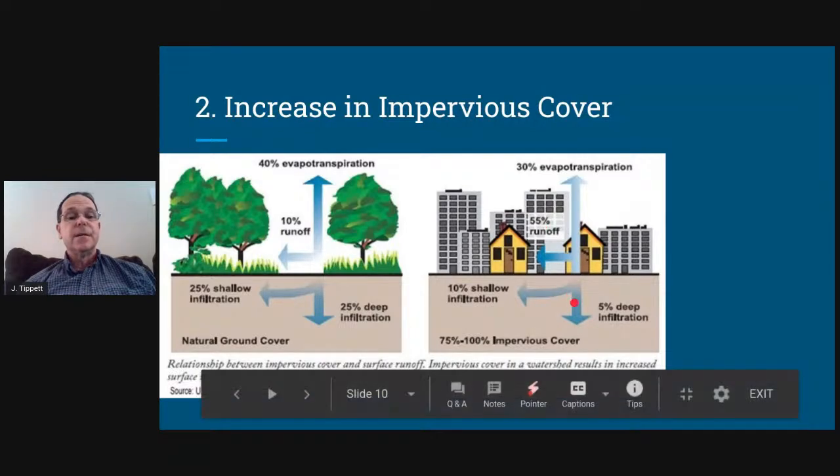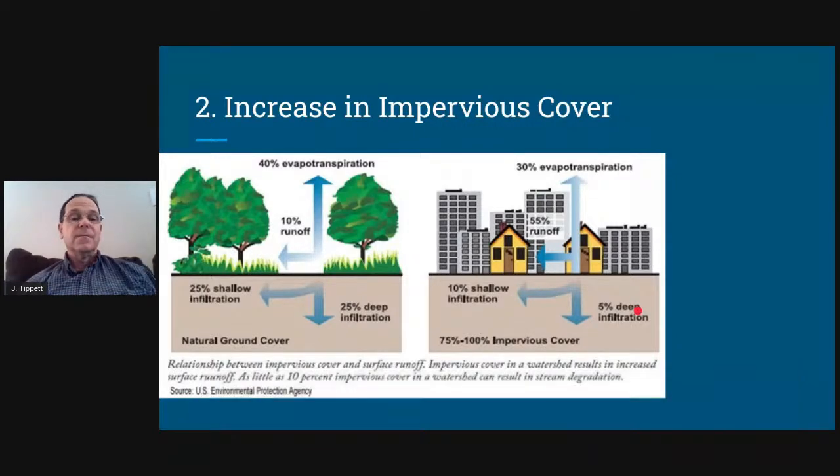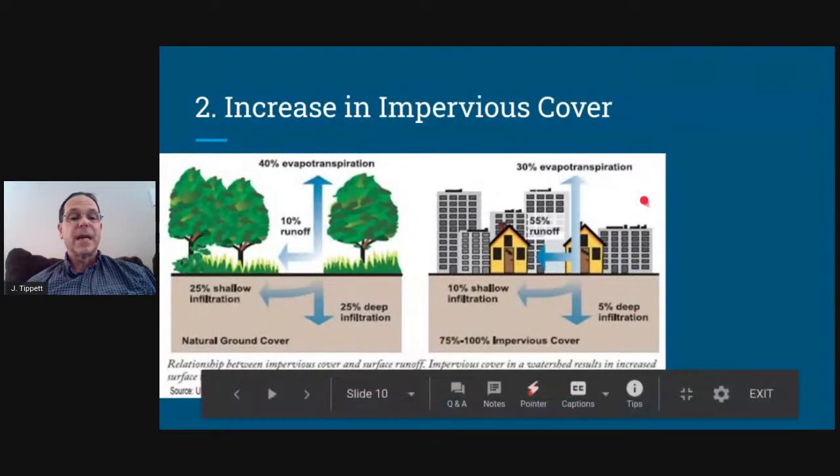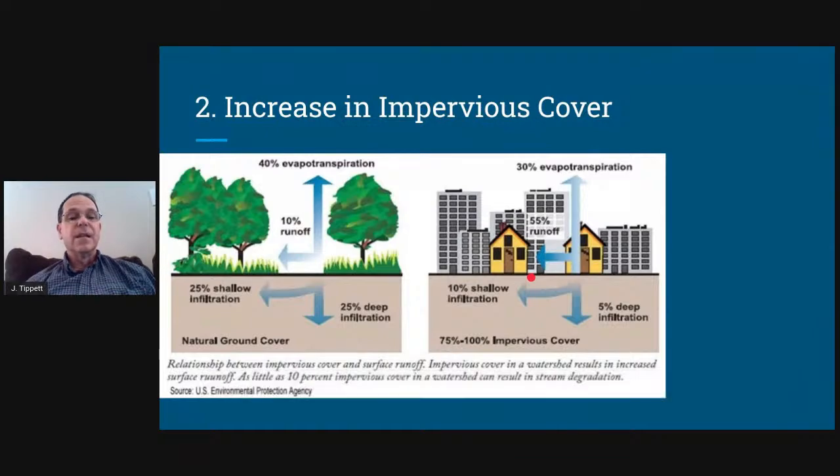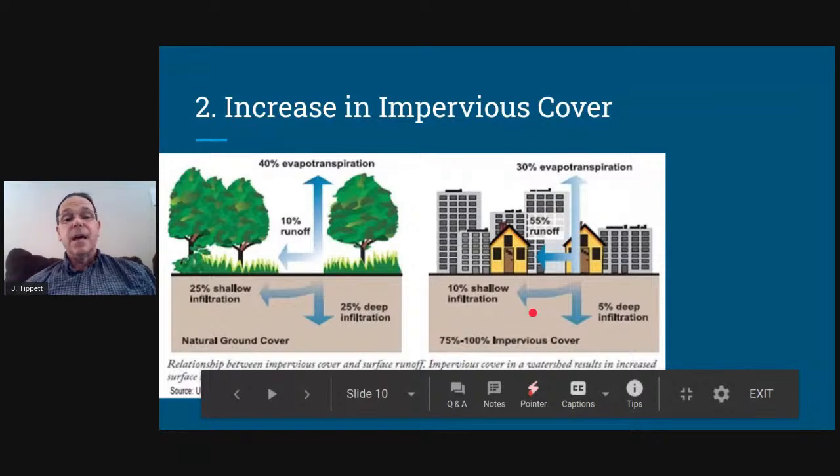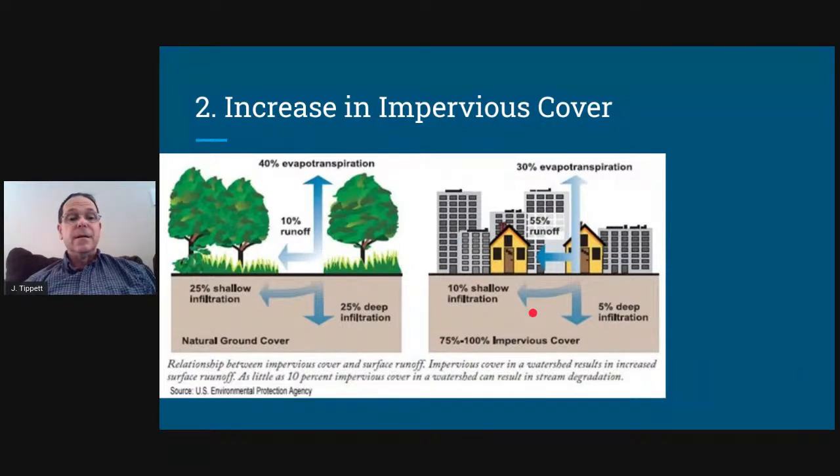But take a look at this. The infiltration drops tremendously. We went from 25% deep infiltration to 5%, 25% shallow to 10%. There's your water supply, folks. That's where we look for it. That's our groundwater not being recharged because the surface is impervious. We've essentially put a cap on it, sealed off the surface of the ground, and so very little surface remains for water to percolate back in, and we can't recharge our groundwater stores.